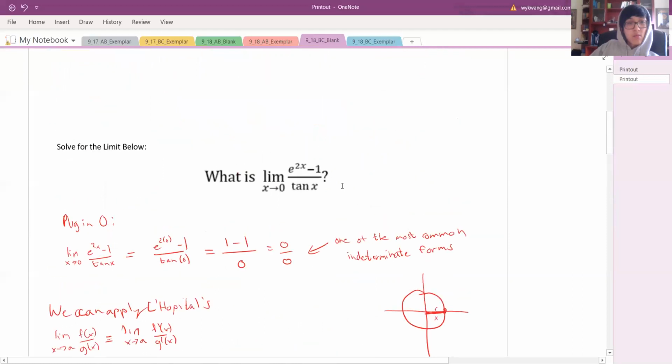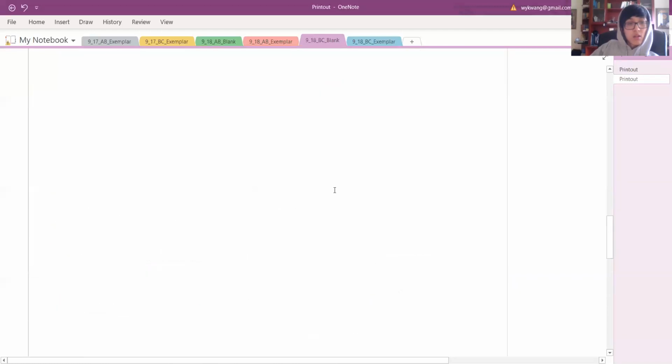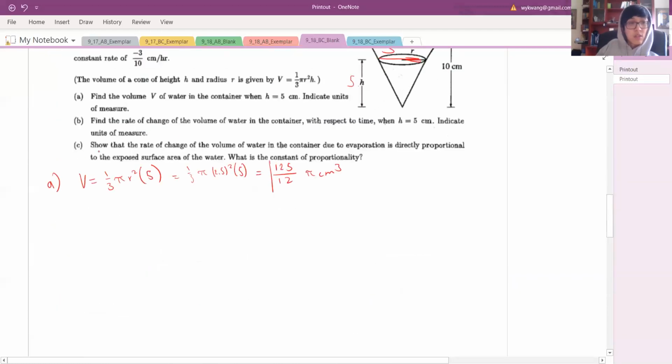Wait, what? How come? Okay, so don't worry about part C. So this is our answer. When H is equal to 5, we know that V is equal to that.